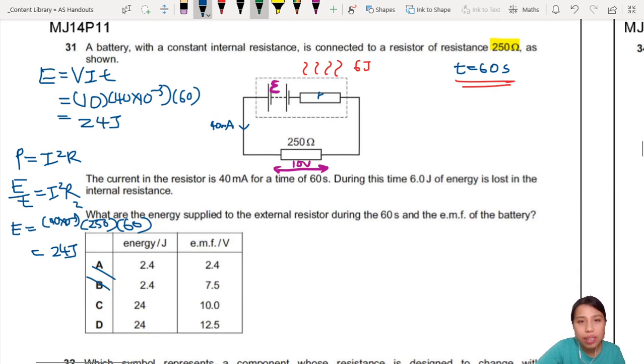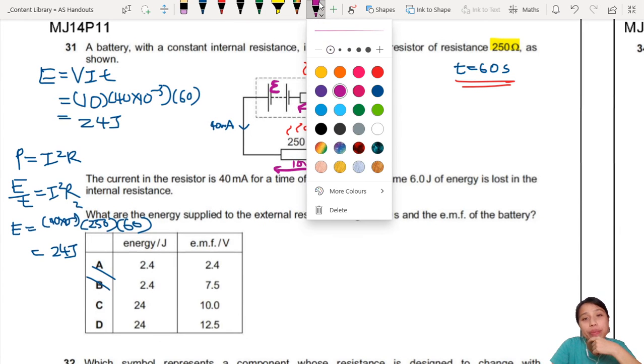Now we've got the energy dissipated. So energy is coming out here as heat, 24 joules in 60 seconds, calculated from the potential drop of 10 volts with 40 milliamps going through it. Okay, sure. How about the EMF? What methods do you try to find this? Well, one way is, you already know this potential drop, right? What if you can find the potential drop across the internal resistance? Then we can find E already.